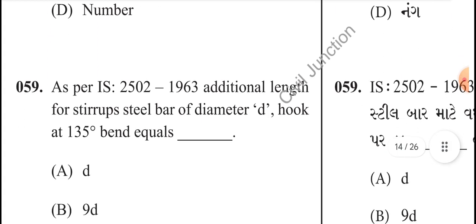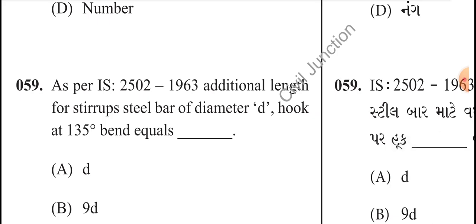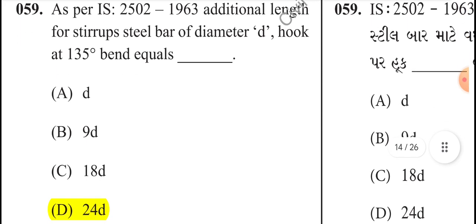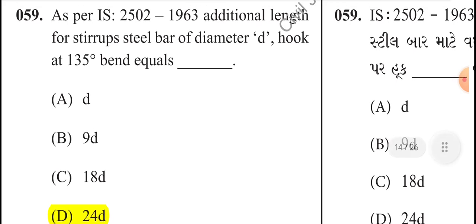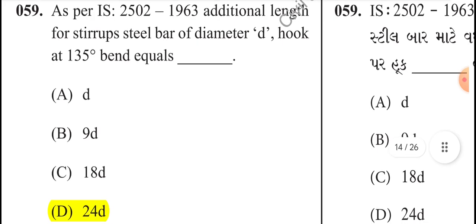As per IS 1786, additional length for steel bar of diameter D, hook at 135 degree bend. Additional length for steel bar of diameter D hook length at 135 degree bend equals 24D.